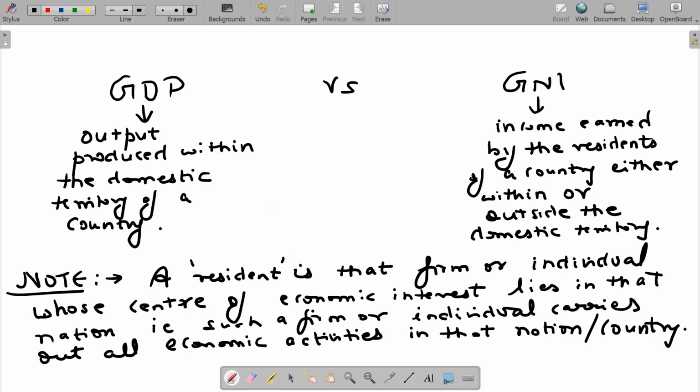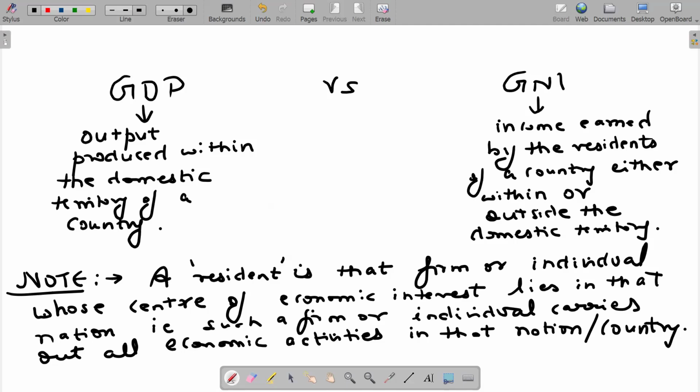Remember, a resident may be different from a citizen. You are a citizen of a country if you are born in that country by birth, or if you have acquired a citizenship status. So citizenship is a nationality concept. If you are born in a country, you are automatically a citizen of that country. Or you can, through proper channels, also buy citizenship of a given country.